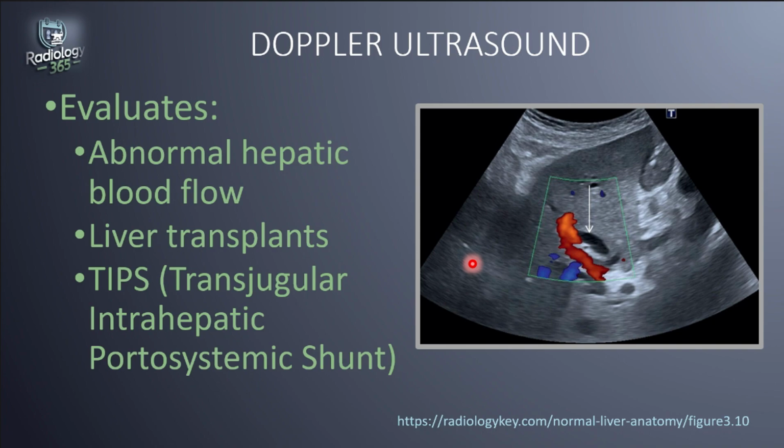You can see all that when we turn on our Doppler, our color Doppler. So in this image, the arrow is pointing to the bile ducts, and then the color Doppler is showing flow within the portal venous system.